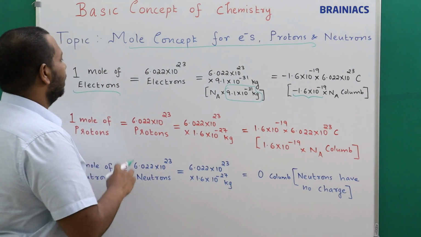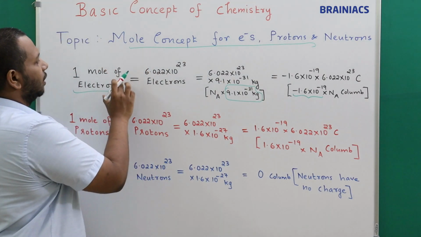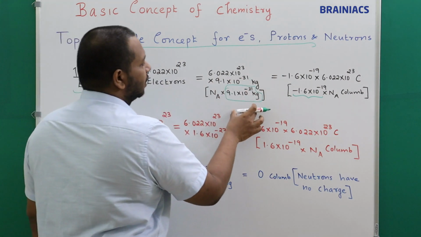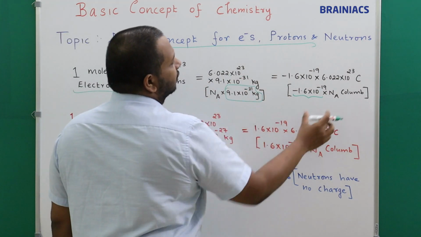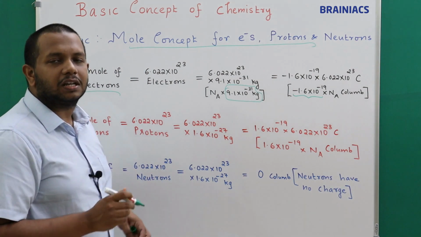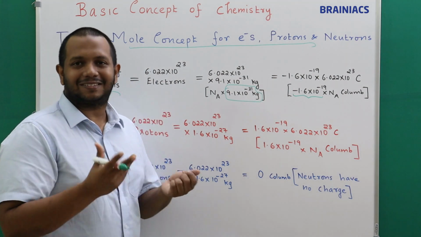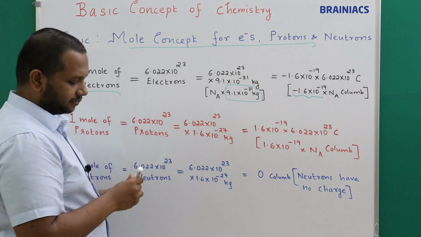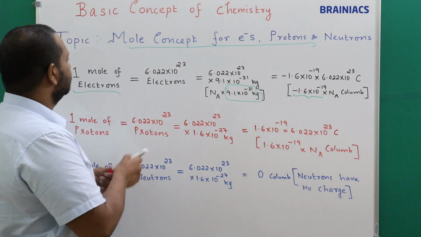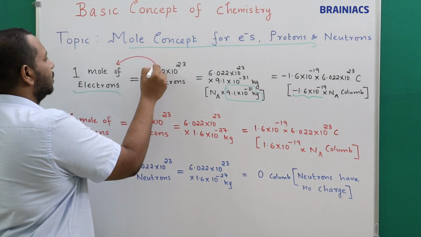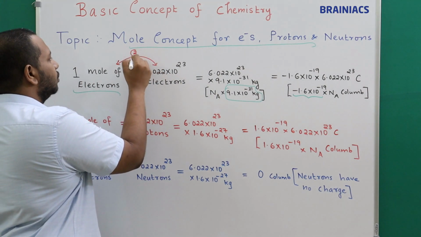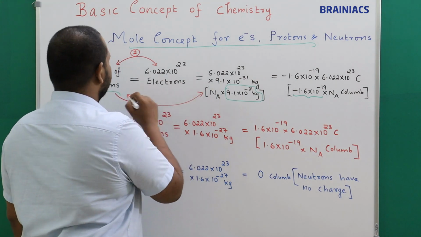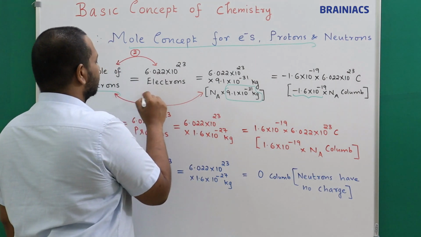So now I have tried to write 1 mole of electrons in different formats. One is in terms of number of electrons, next is in terms of mass, and the last one in terms of charge. Now you know how many questions can be derived out of this same question, right? So this can be related with this. Between these two, two questions can be derived, so 2 will come. Now between this and this, 2 questions can be derived. So again 2 questions will come.